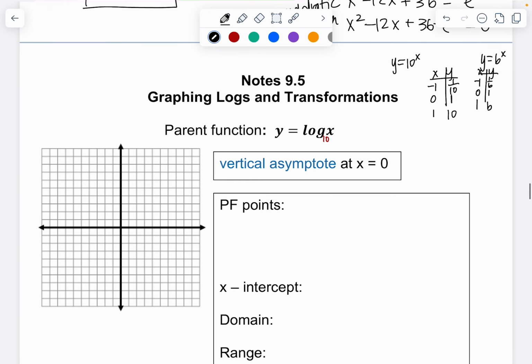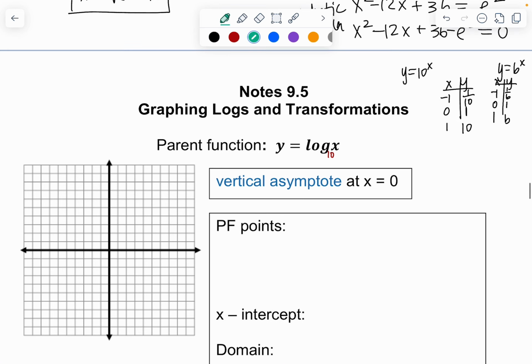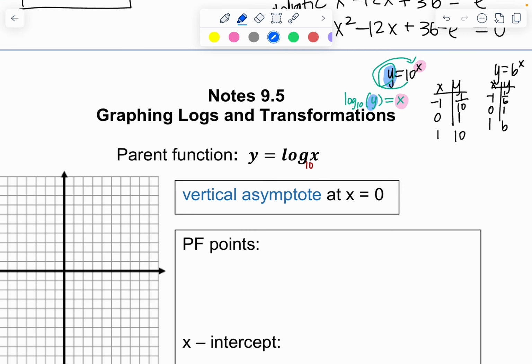And so with log, if I were to change this to logarithmic form, the base is 10 of y equals x. So log base 10 of y equals x. And so what you'll notice is the input of an exponential becomes the output of the log, and the output of the exponential becomes the input of the log. So your x's and y's, inputs and outputs, just switch places.